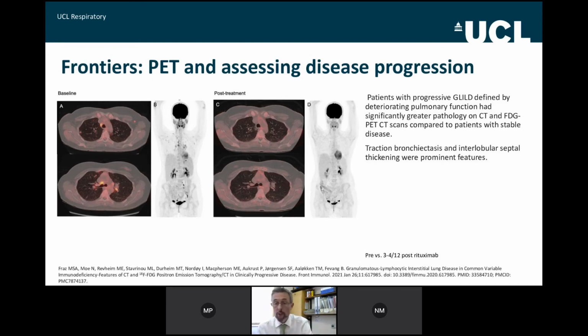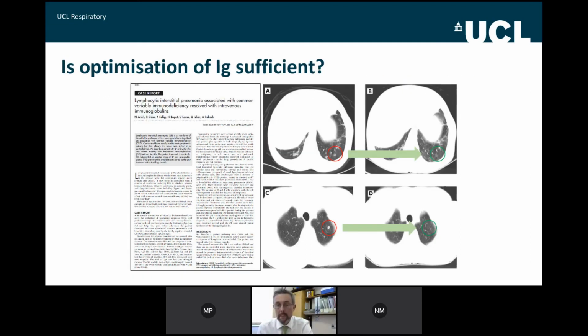And again, to come back to the Frontiers series, some very nice data here from Borferang in Norway, looking at the value of positron emission tomography to be able to quantify disease and therefore to assess disease response or lack of response in a non-invasive way.